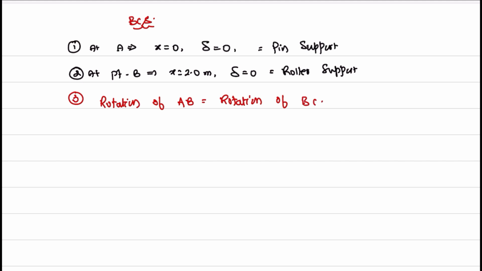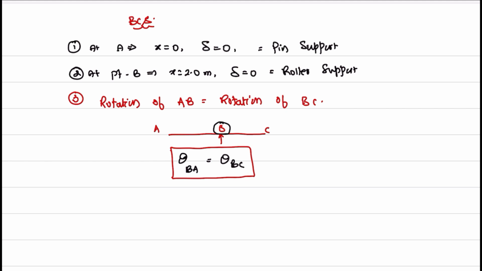When two members are connected by a roller support, here this is A, this is B, this is C. For ABC, B is the common point. At the common point, theta of BA is equal to theta of BC. This is a very, very important property you should know. An objective type question in the MCQ can be asked.